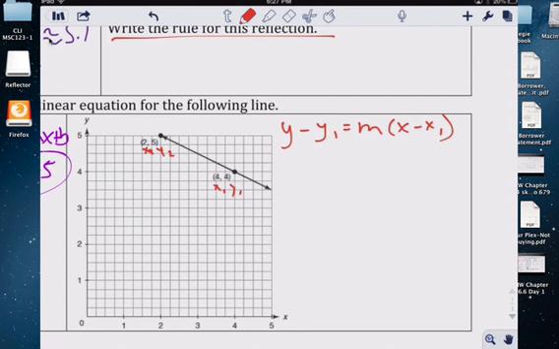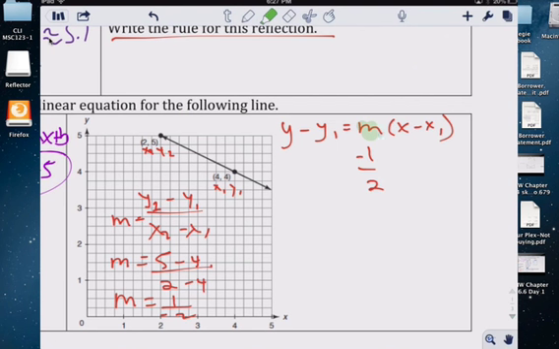First we find the slope. M equals y2 minus y1 over x2 minus x1. M equals 5 minus 4 over 2 minus 4. M is equal to 1 over negative 2. So M is negative 1/2.